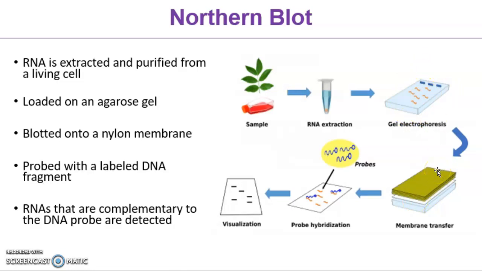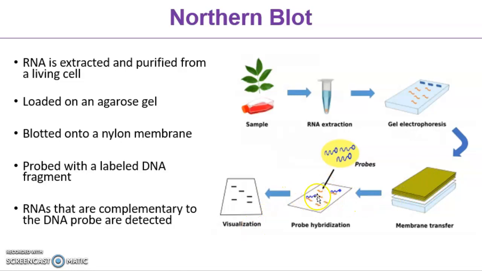Then you transfer it. So you're going to take the samples that have run on the gel and transfer it to a membrane that you can then use to label and detect. Okay, so the gels, when you touch them in lab, you see they're flimsy, and you can't do what you need to do when the RNA or even the protein is stuck in this gel. So you transfer it to a membrane that's easier to work with and lasts a little longer.